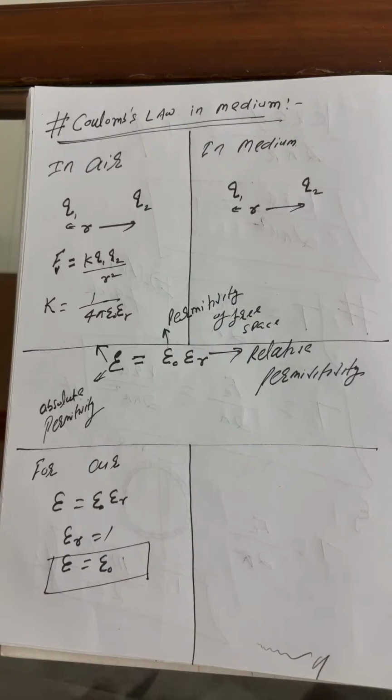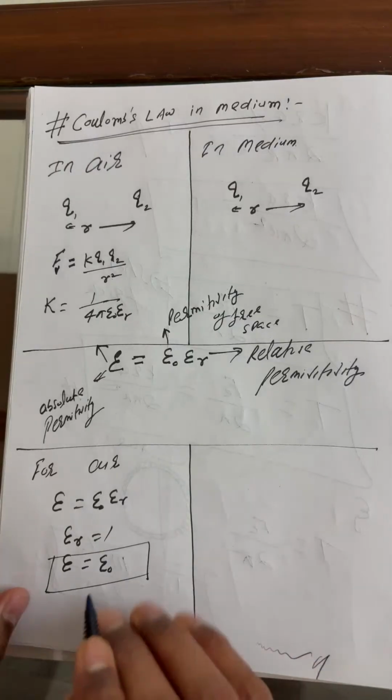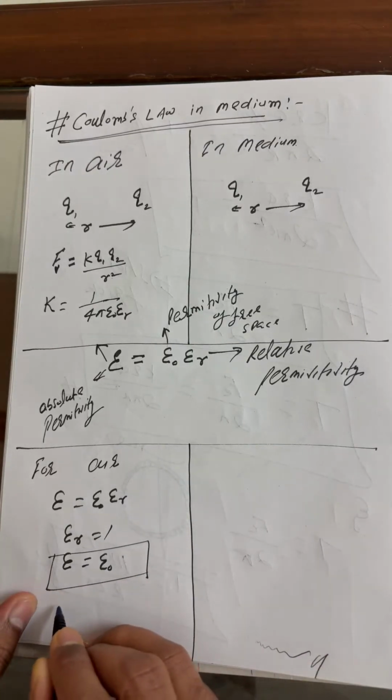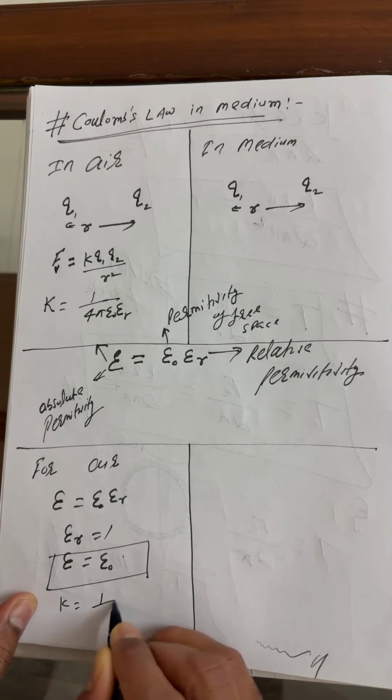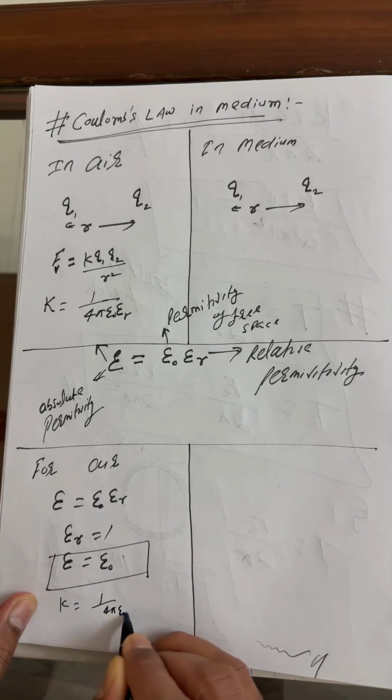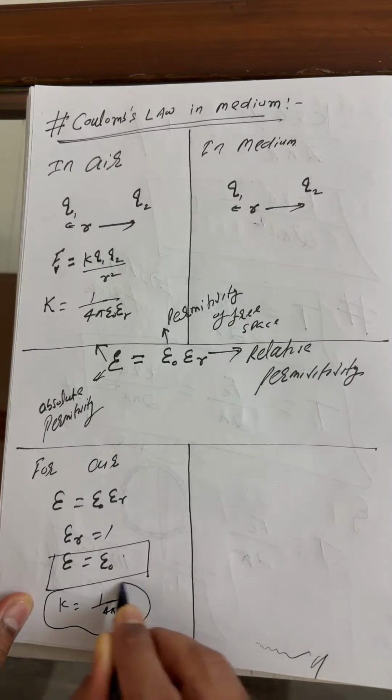Okay. So here you can say bacha, yes beta. Due to this, yesterday I used directly here K is equal to what, my dear? 1 by 4 pi epsilon naught. Right, my dear?